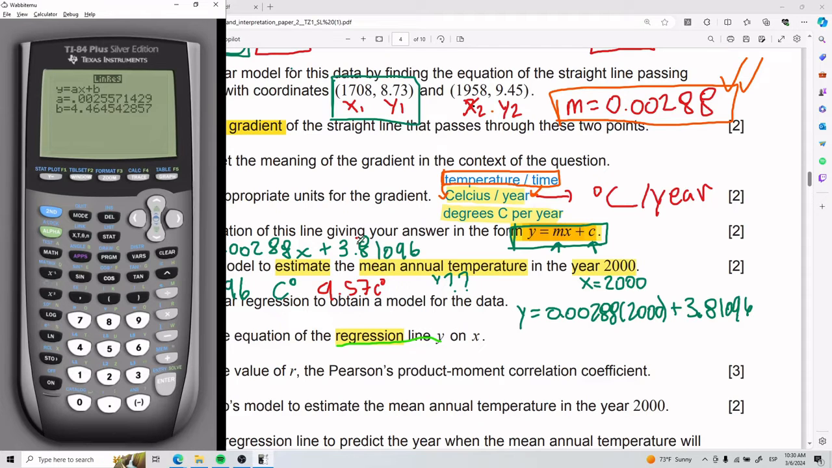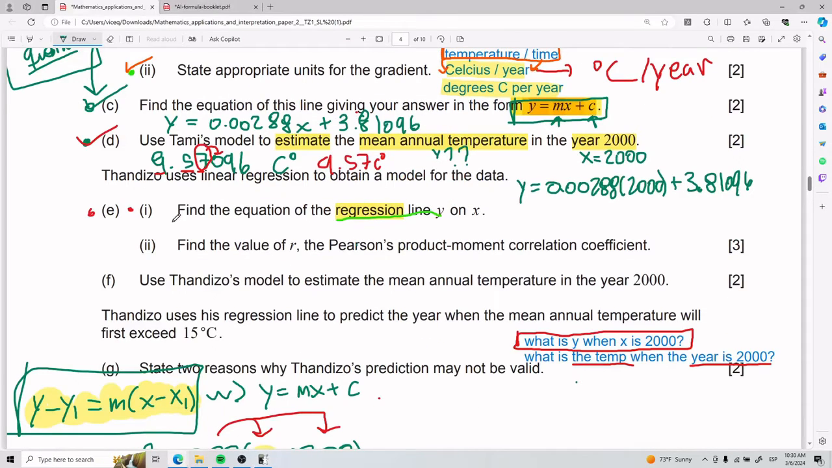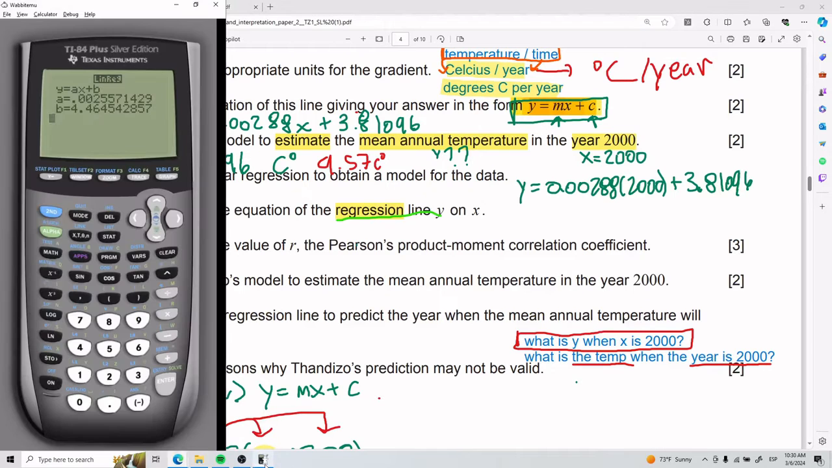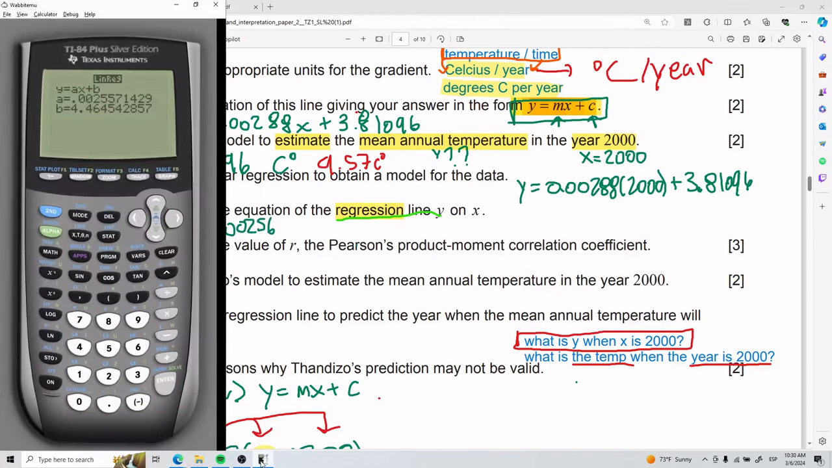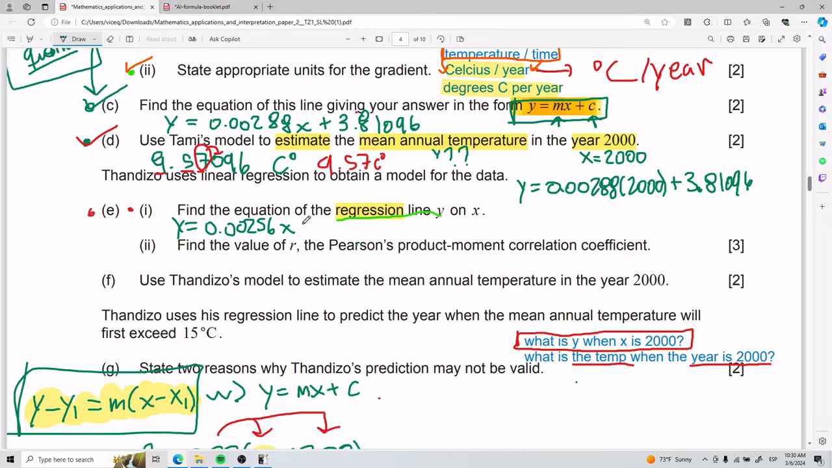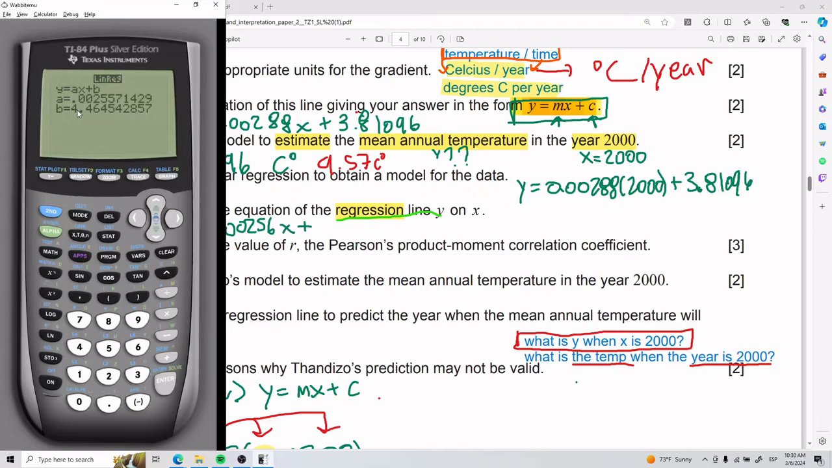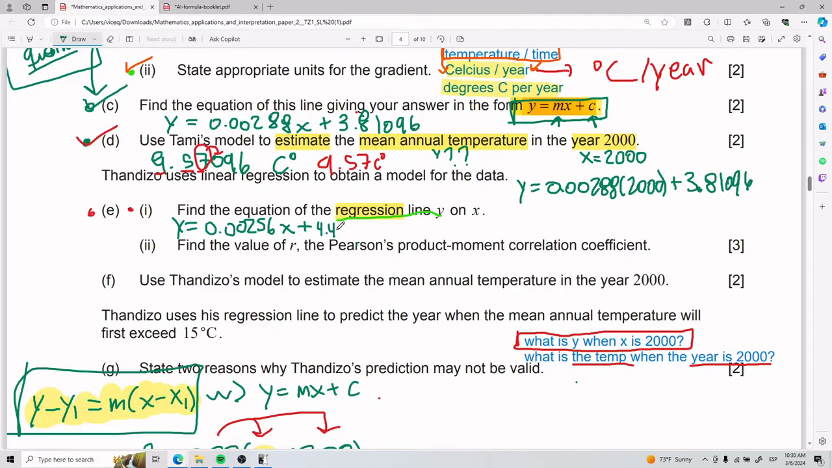Okay, cool. So for my answer, I can write y equals 0.00256. Let's leave it at that. Three significant figures, you count 1, 2, 3. The fifth one to the right, round it up. X plus the y-intercept, count 1, 2, 3. This 6, do you round it up or down? You leave it as 6. Okay, 4.46. So here is part E, part I.